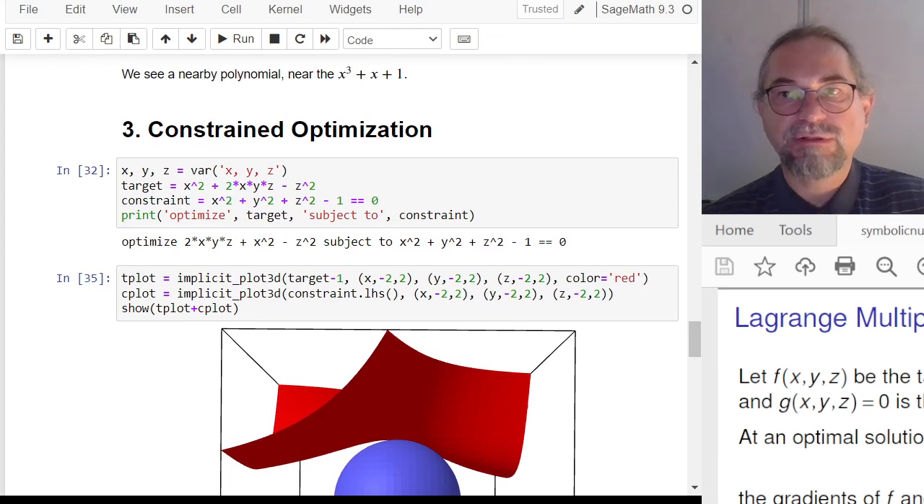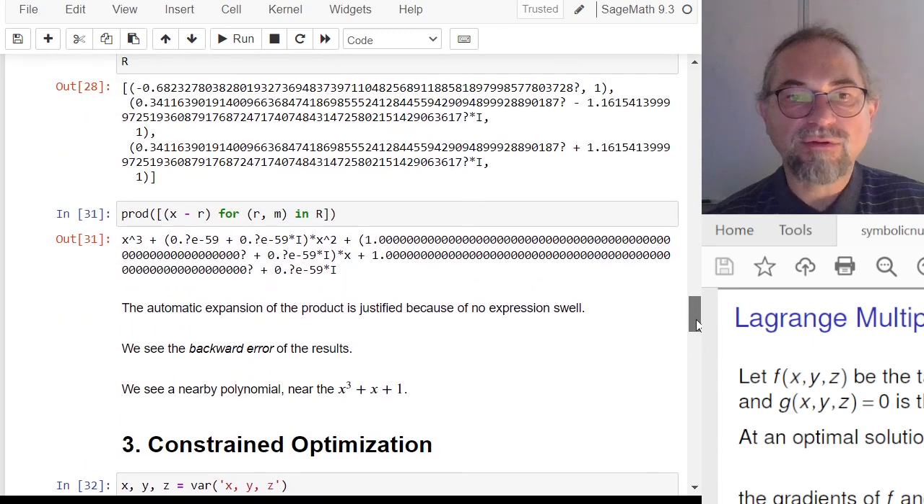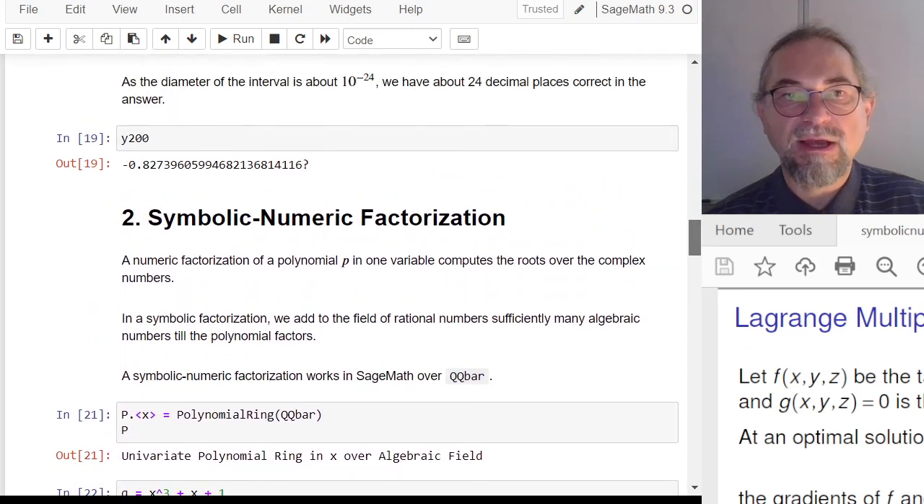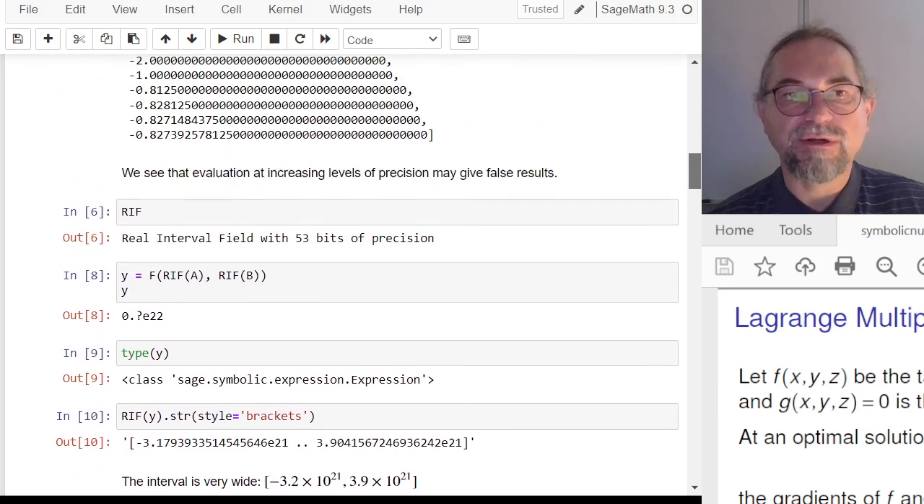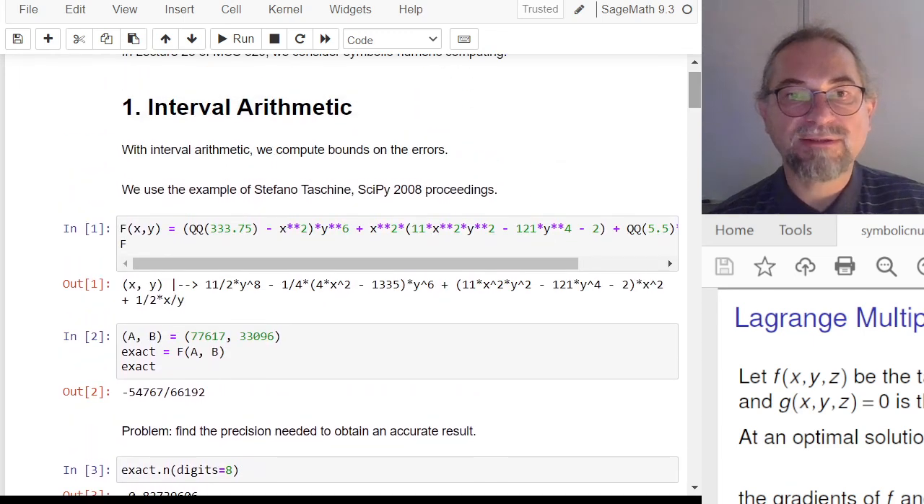The third section in this notebook is kind of a preview of the next chapter that is to come on solving problems. We concluded the calculus chapter with a symbolic numeric factorization and using the interval arithmetic, which gives us a way to compute automatically with arithmetic the error bounds, which leads to rigorous computing.